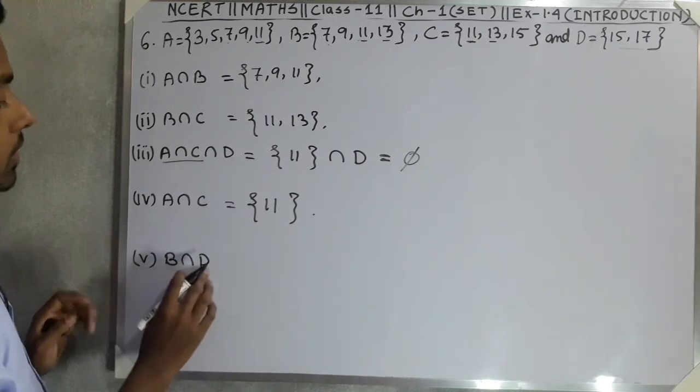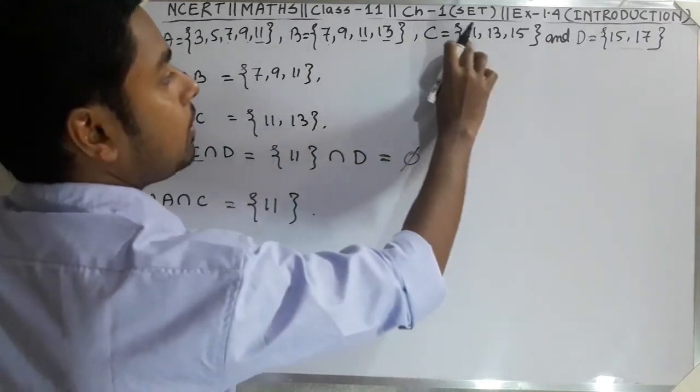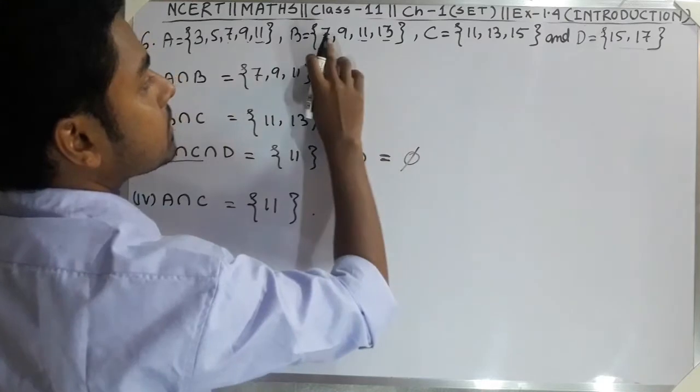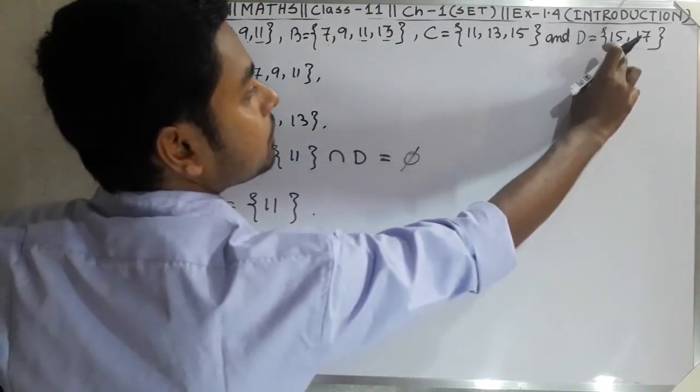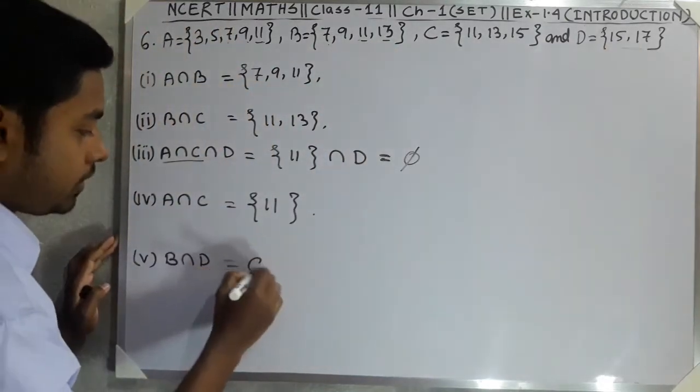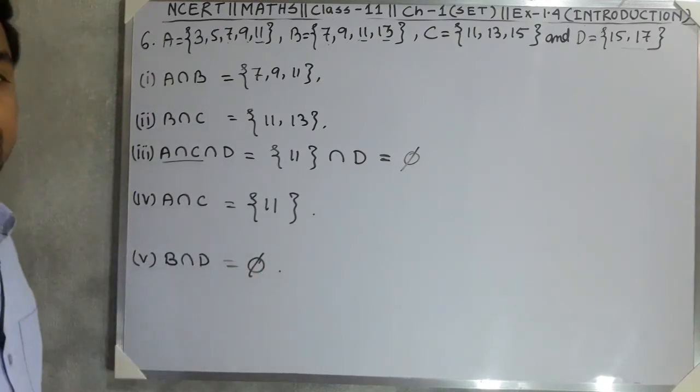Sorry. B intersection D. B and D. What are the common elements? 7, 9, 11, 13 and 15, 17. No common element. So it is phi. Okay. So pause the video to note it down.